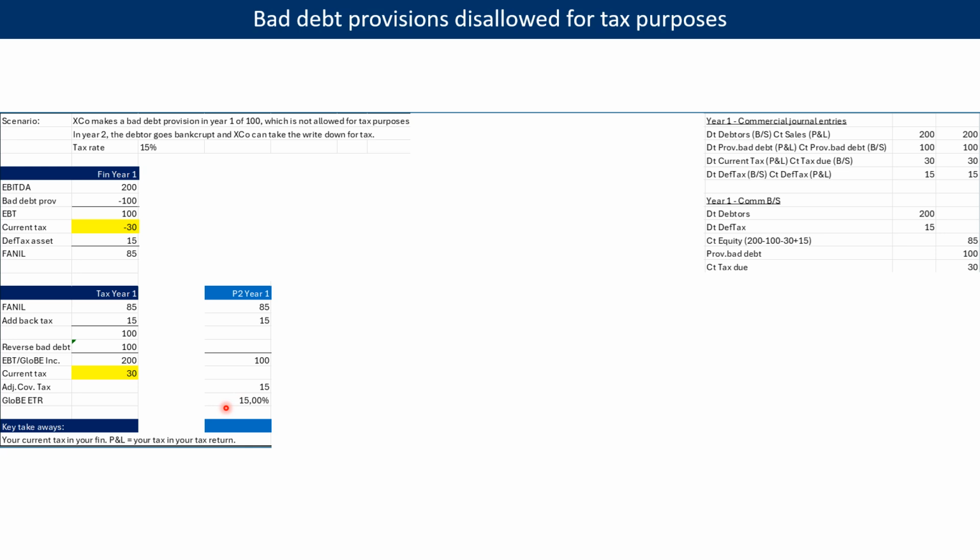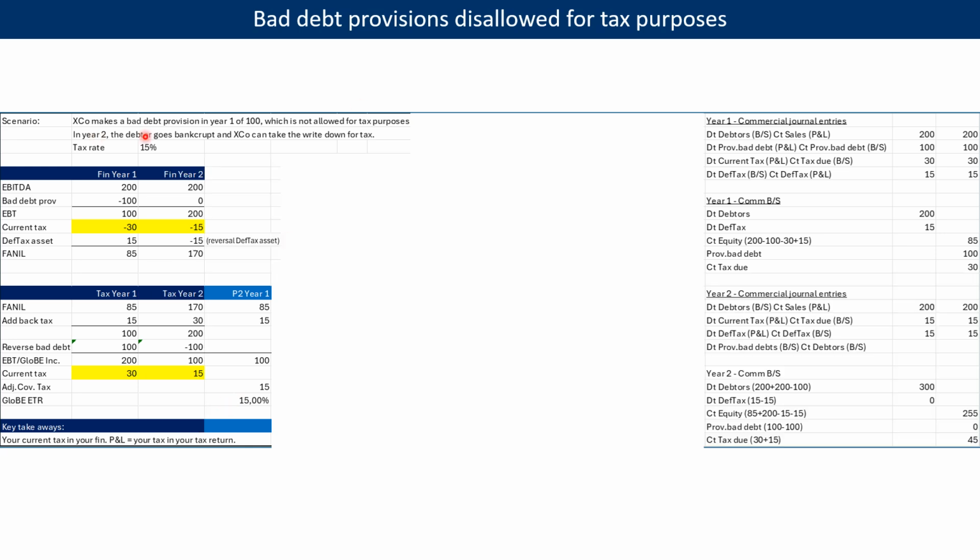Now in year 2, the debtor goes bankrupt and Exco can take the write down for tax, right? So we have an EBITDA of 200. It was against sales. We also book that debtors against sales, 200 to 200. And now we need to calculate our current taxes. So our EBT, if you want, in year 2 would be the 200, but we can deduct now the full 100 for the bad debts that we couldn't deduct in year 1. So our taxable income for year 2 from a tax return perspective is only 100 and the current tax due is 15.